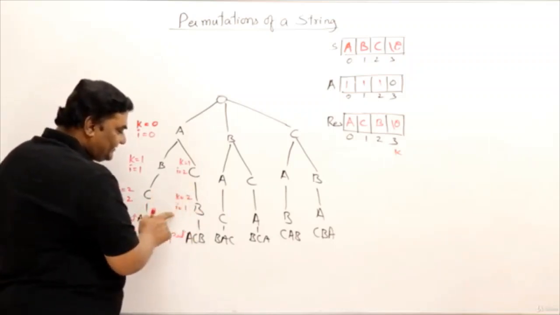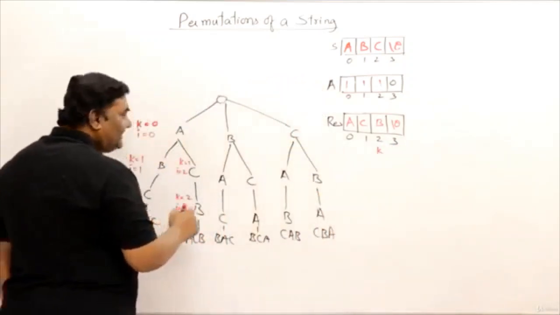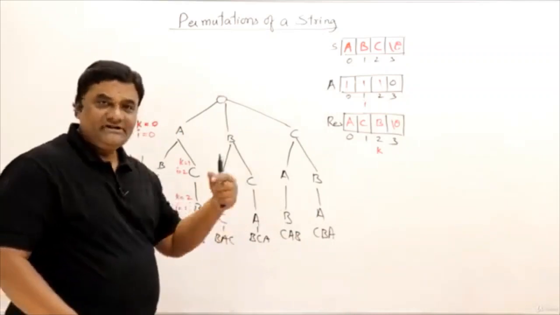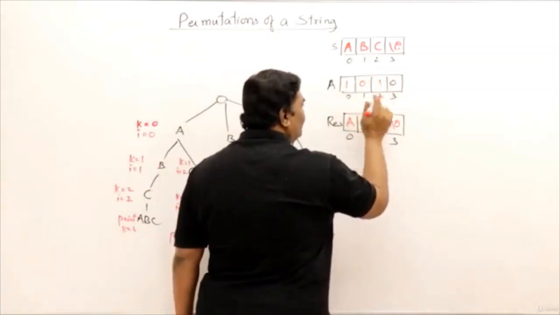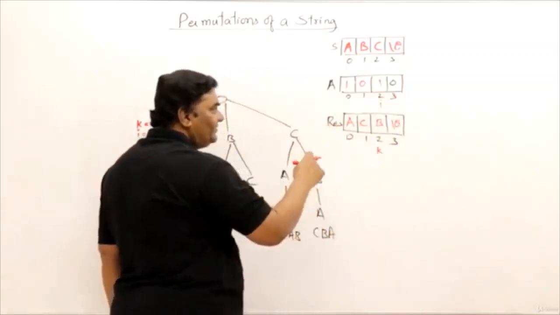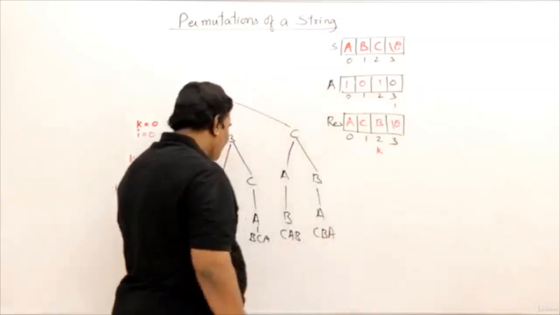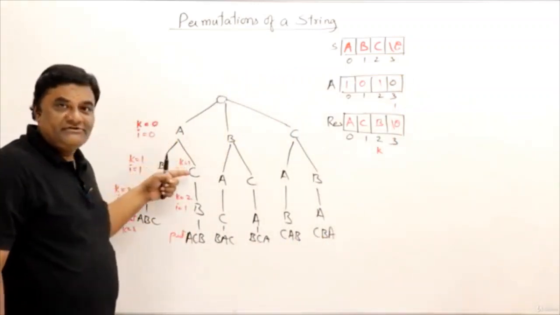Where was K in the previous call? Previous call K was at 2, and I was at 1. Then what to do? Continue scanning. But before that, make this as 0 and continue. Is it available? No, it's not available. Next, is it available? Oh, you have reached null. So we have finished with this level. Once you have finished, go back to the previous.